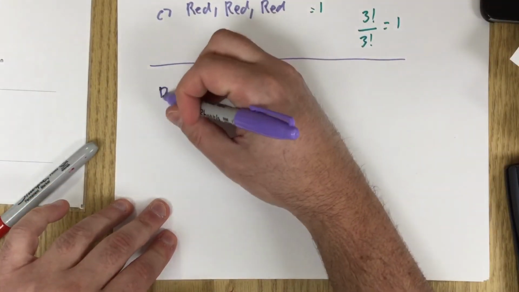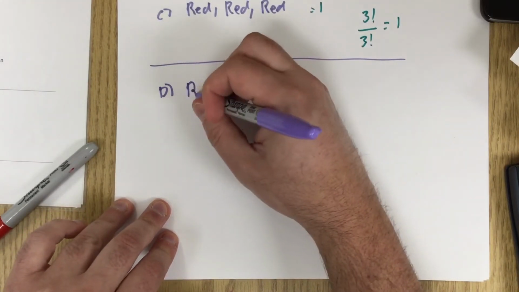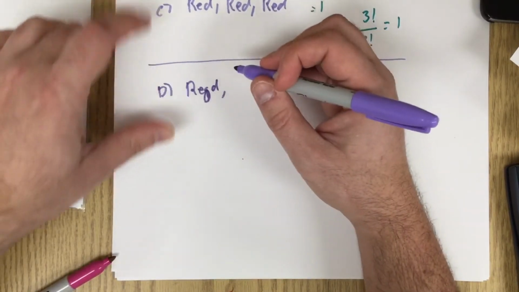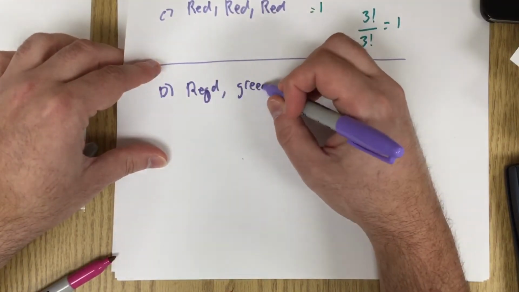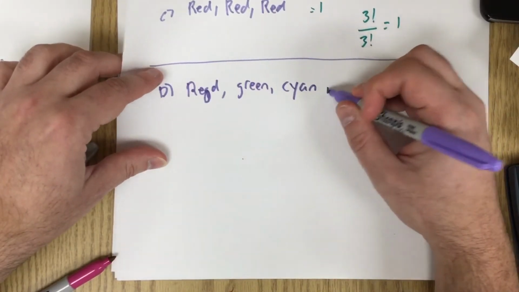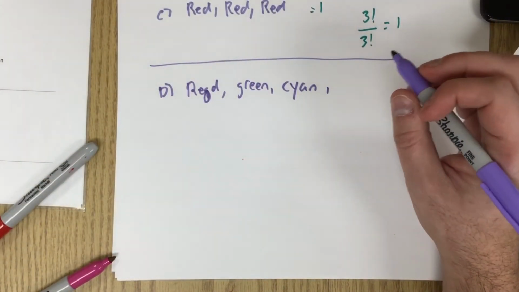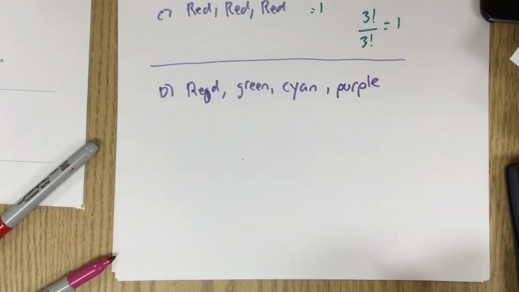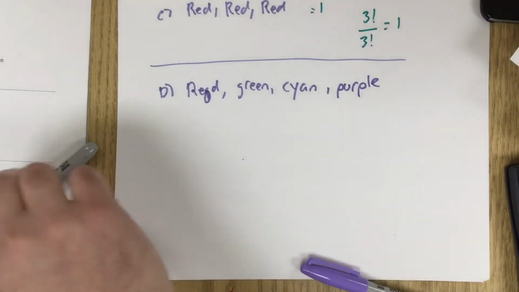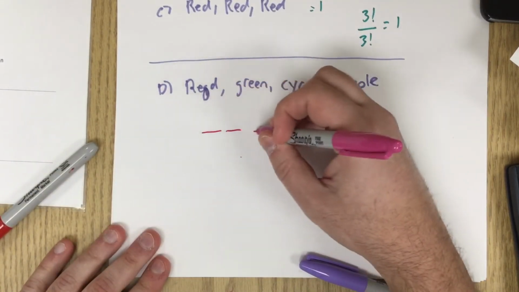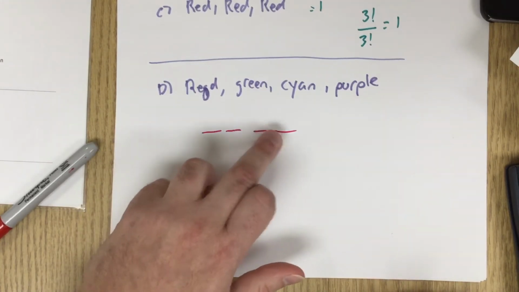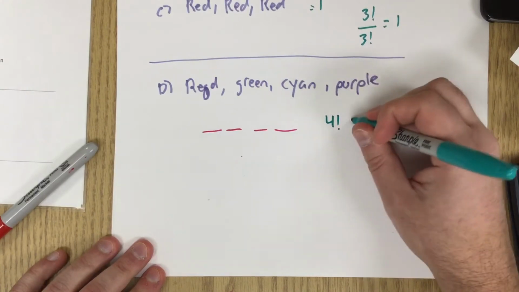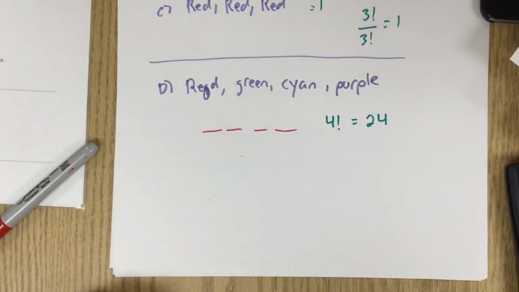Okay. D. Red, green, cyan, and purple. So that's 4 marbles, and we're lining them up. 1, 2, 3, 4. 4 options for the first, 3 options for the second, 2 options, 1 option. It's just lining up 4 things. We've done this before. It's just 4 factorial, which is 24.